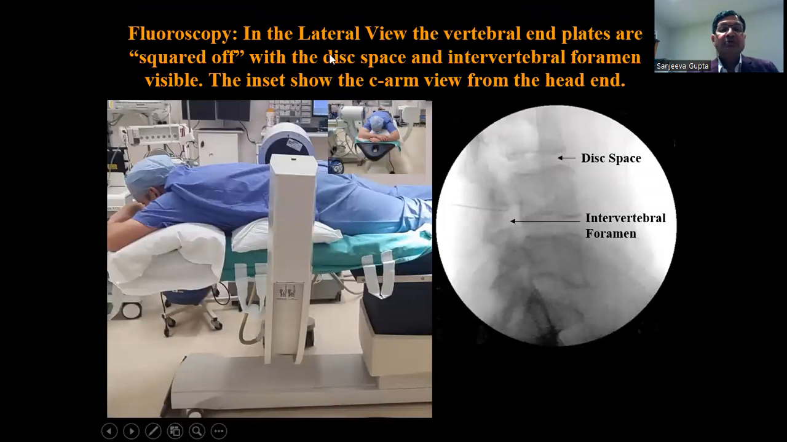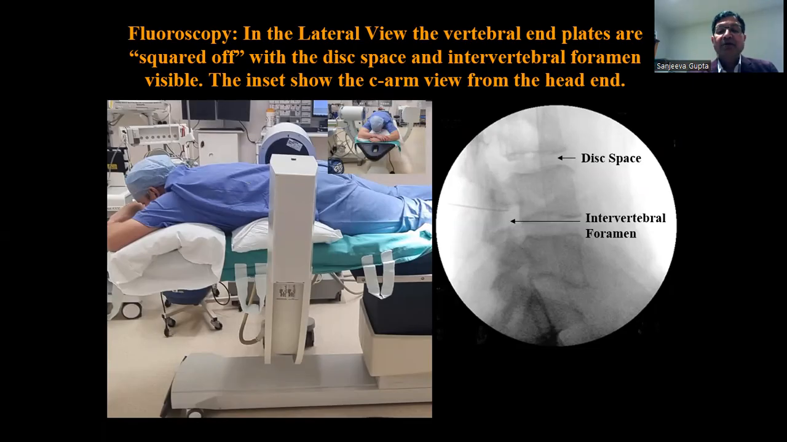In this picture, I'm showing a lateral view. The vertebral end plates are squared off with the disc space and intervertebral foramina visible. The insert shows the C-arm from the head end. So from here, I can see the lateral view. The patient is lying on a pillow, as I said earlier, to decrease the lumbar lordosis, and that's from the top end. In the lateral view again, you have to identify the structures again before you start doing anything at all.